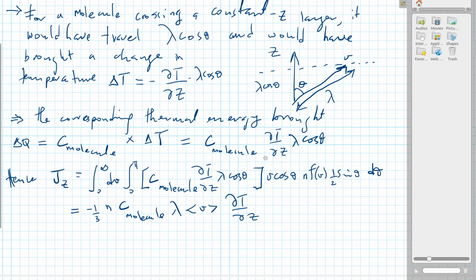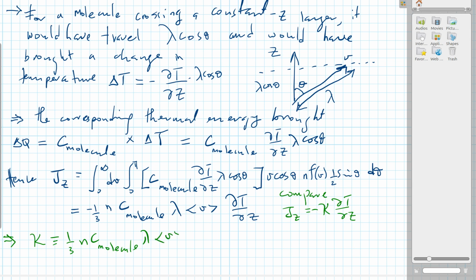Comparing this with the definition of the heat flux Jz, which we defined as minus kappa partial T partial z, this implies that the thermal conductivity is going to be equal to 1 over 3 n C molecule times mean free path times average speed of the system. So this is a very nice result.